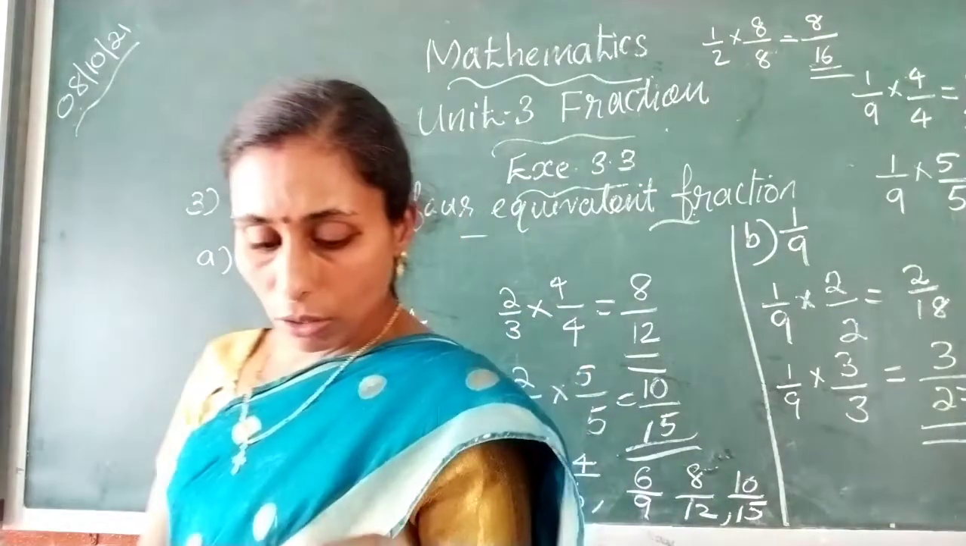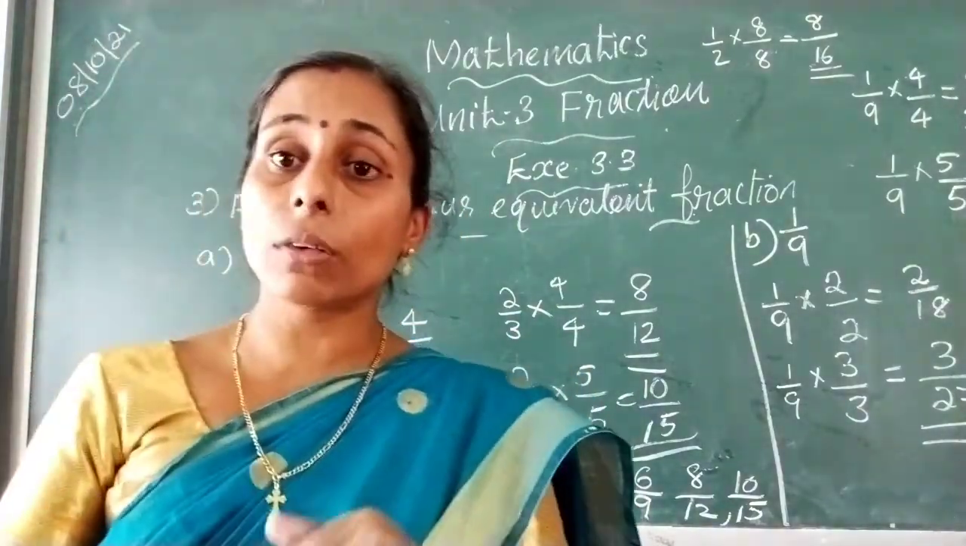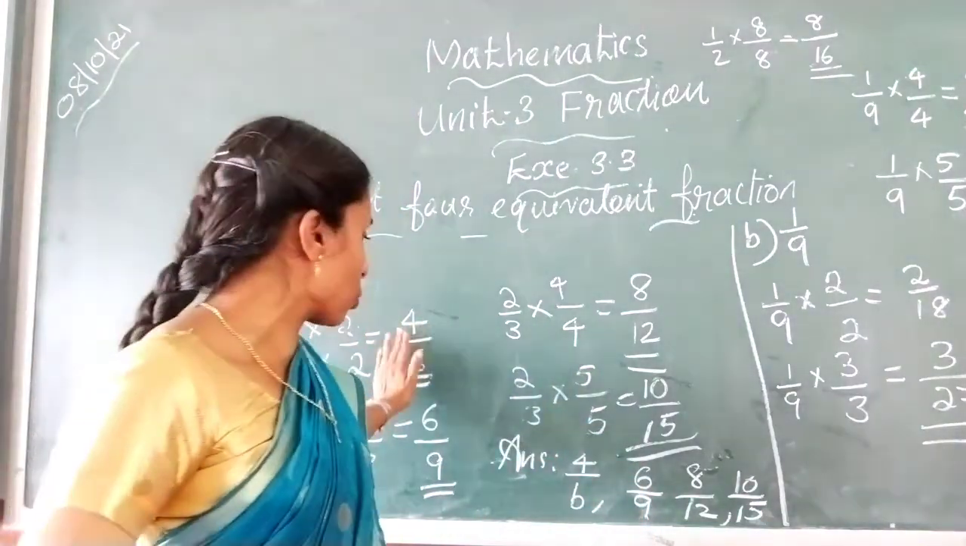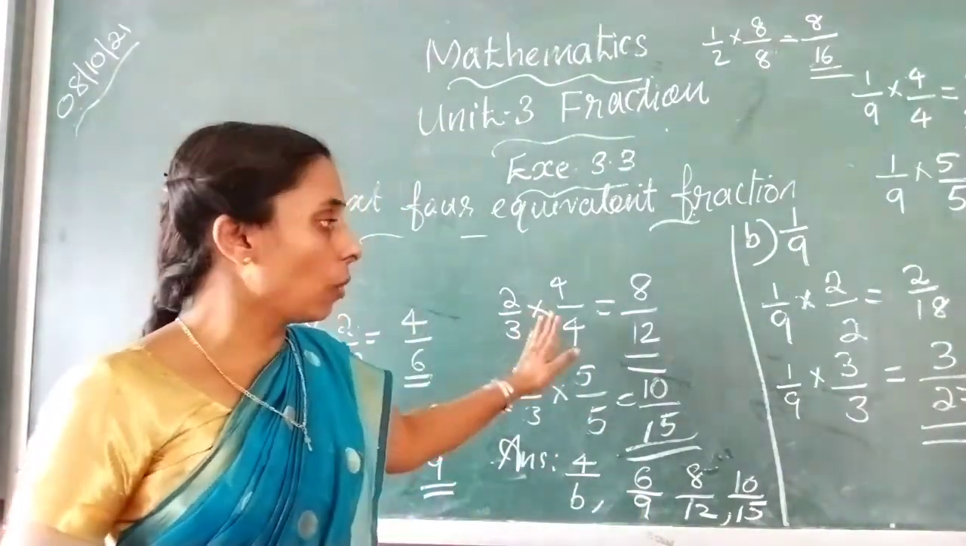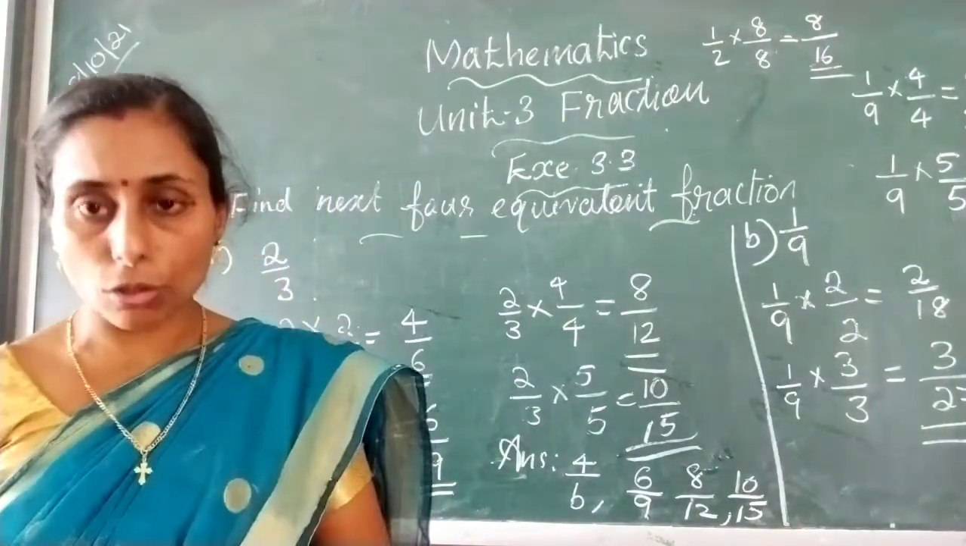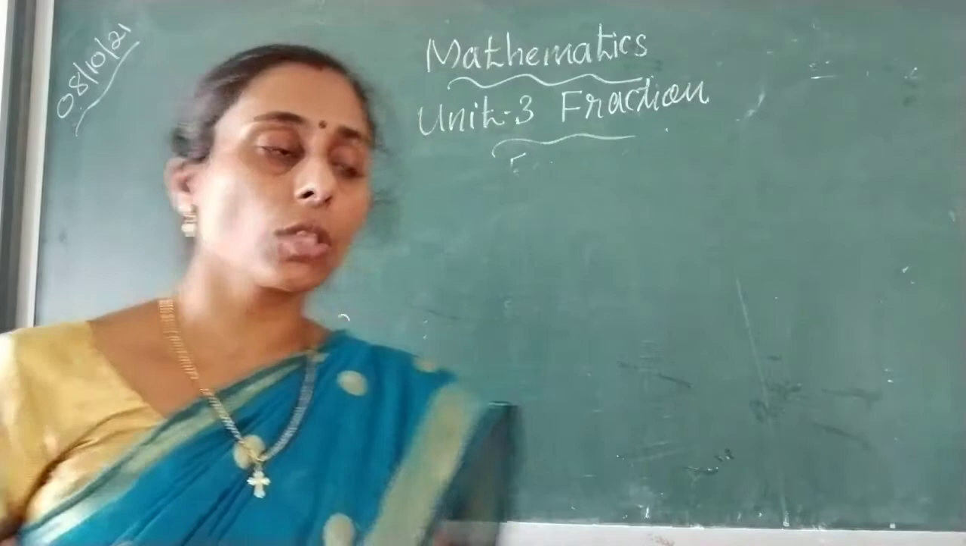But here in our question, we find the next 4 equivalent fractions. So we are starting with 2, then 3, 4 and 5. Now we have completed 2 questions. Next, question number C.